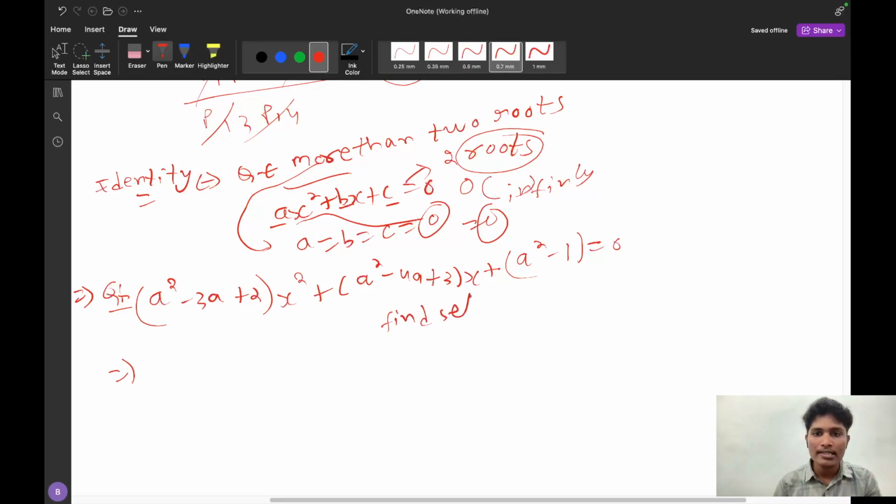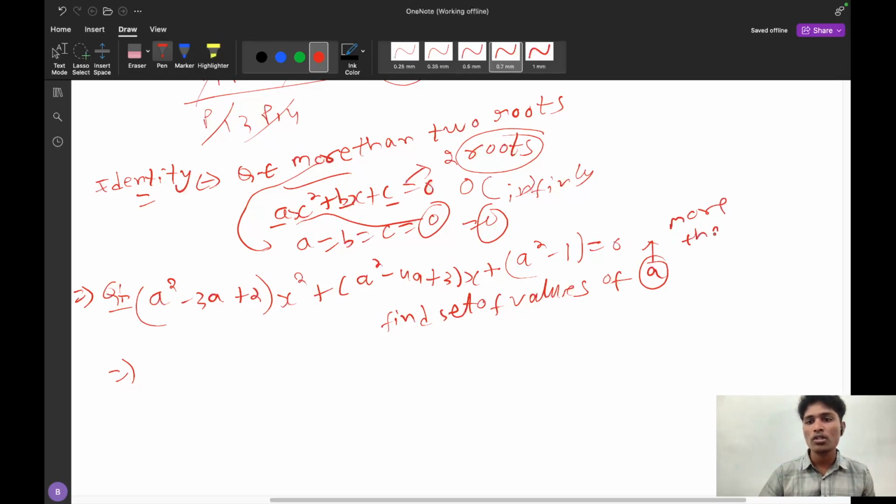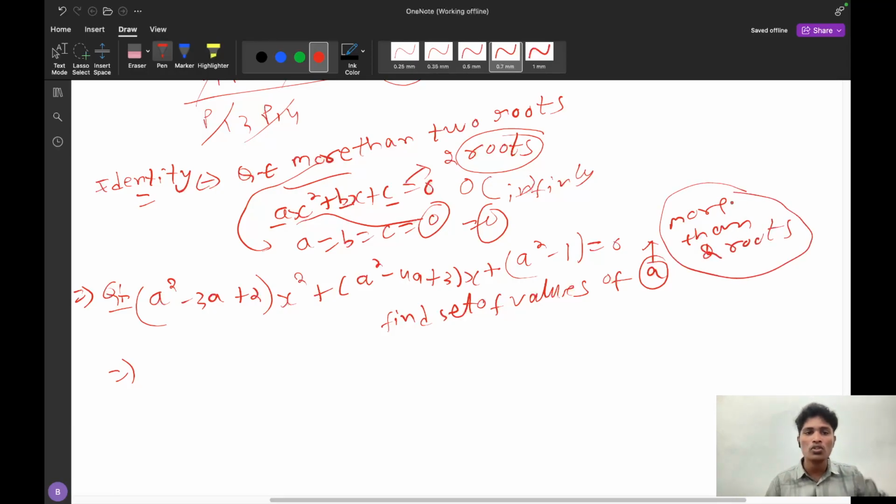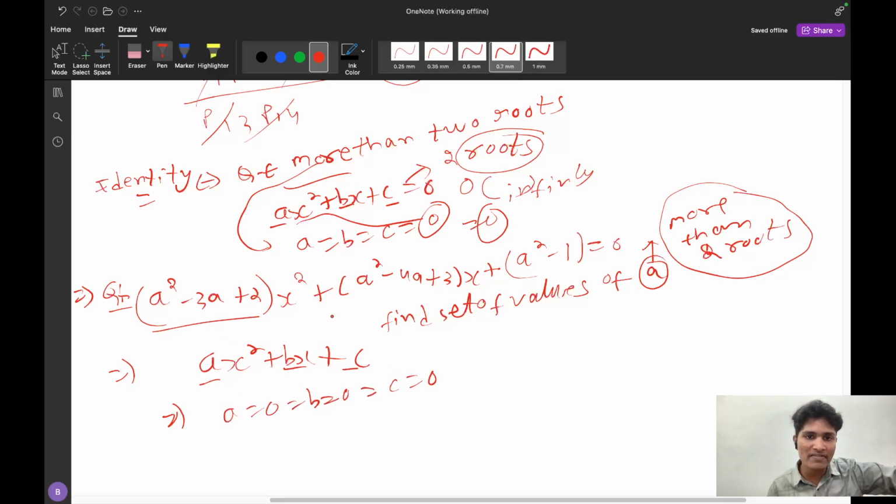They are saying find the set of values of a such that this equation has more than two roots. So they mentioned more than two roots here, and I can compare this equation with the general one. What I said about identity: if they say any equation has more than two roots, that equation is called an identity, and in that identity the coefficients are equal to 0. That is a equal to 0, b equal to 0, c equal to 0.